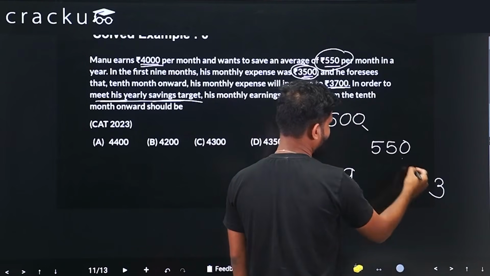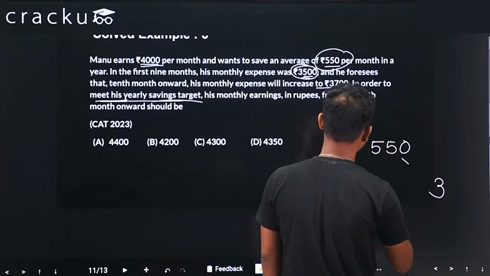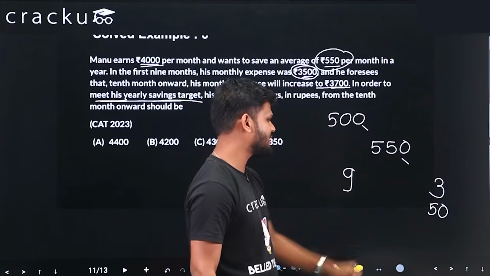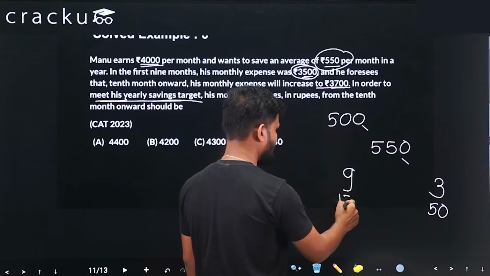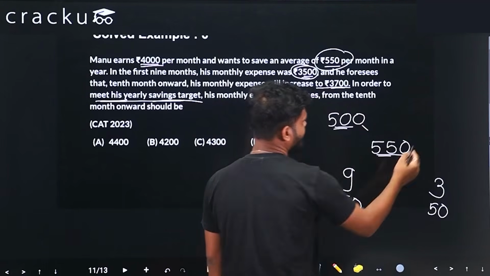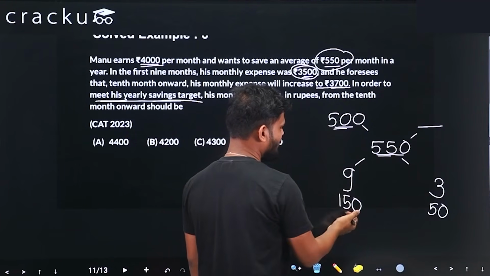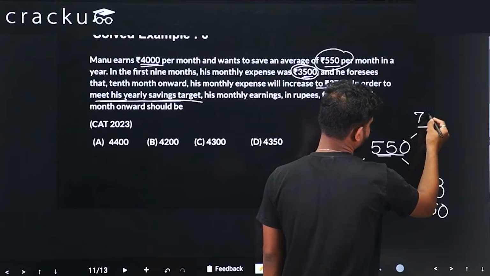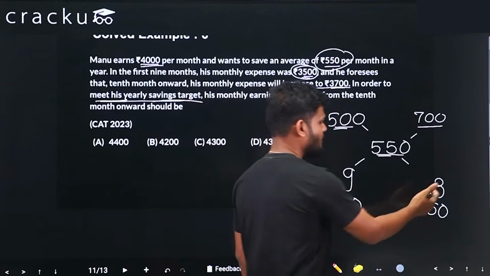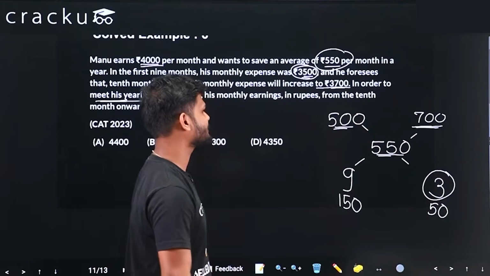Just apply the alligation here. So 550 minus 500 will be 50. So if 3 parts is 50, 9 parts will be 150. As this value is less than the average value, this value will be greater than the average value. And how much greater? 550 plus 150, which is 700. What did we understand by 700? We understood that for the last 3 months, she is saving 700 per month on an average.